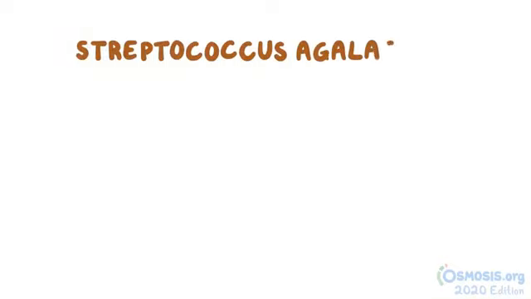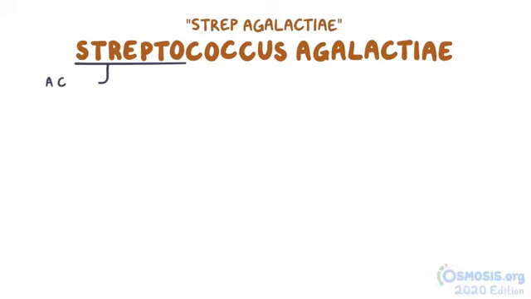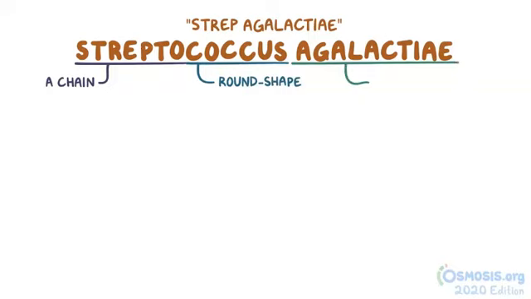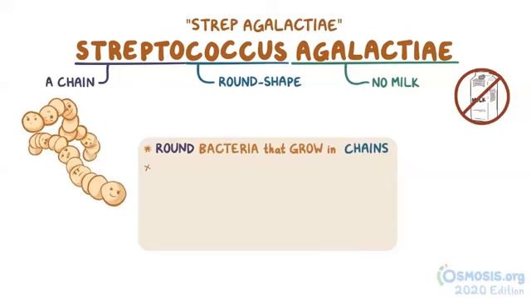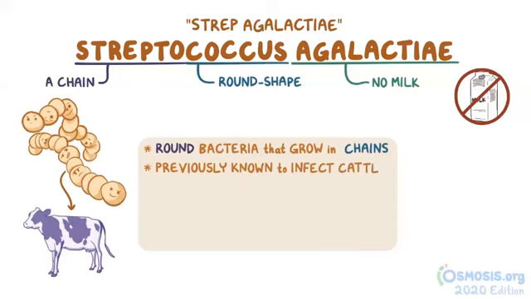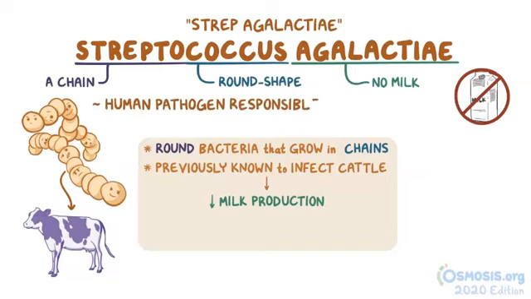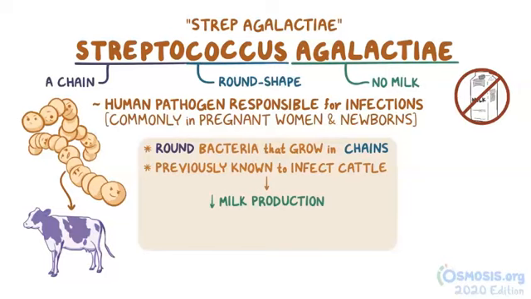With Streptococcus agalactiae, sometimes called strep agalactiae, strepto means a chain, coccus means round shape, and agalactiae literally means no milk. So strep agalactiae refers to the round bacteria that grow in chains and that was previously known to infect cattle, resulting in reduced milk production. Later on, strep agalactiae was found to also be a human potential pathogen, responsible for a number of infections that most commonly affect pregnant women and newborns.